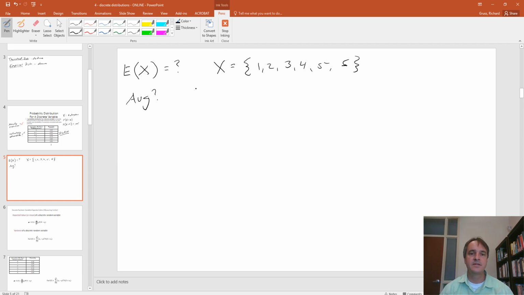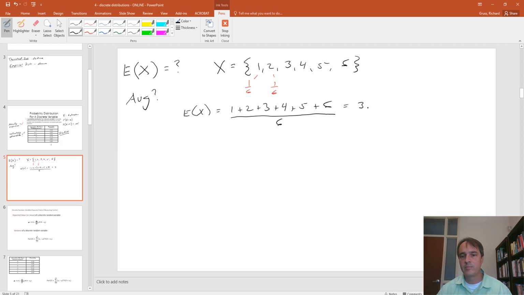Okay, so let's think about this. We can make a table that will map each of these to its probability, but we know that's 1/6, and that's 1/6, and they're all 1/6. So if we were going to take an average of this, what is an average? Well, we add up all the values and divide by the number. We've got 6 possible values, so let's add these up and divide by 6. So the average of this is going to be 1 plus 2 plus 3 plus 4 plus 5 plus 6 divided by 6. Okay, and this turns out to be 3.5.